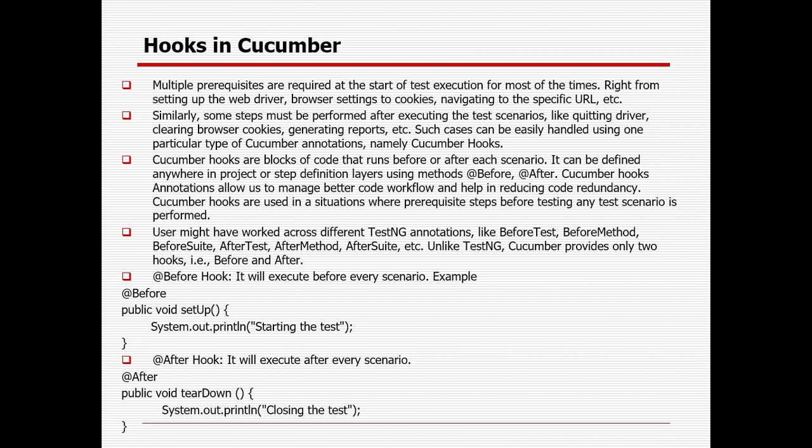So Cucumber hooks are blocks of code that run before and after each scenario. They can be defined anywhere in the project or step definition layer using the methods @Before and @After. Cucumber hooks annotations allow us to manage a better code workflow and help in reducing code redundancy. Cucumber hooks are used in a situation where a prerequisite step is performed before testing any test scenario. You might have worked with different testing annotations like BeforeTest, BeforeMethod, BeforeSuite, AfterTest, AfterMethod, AfterSuite, etc. Unlike TestNG, Cucumber provides only two hooks, which are Before and After.